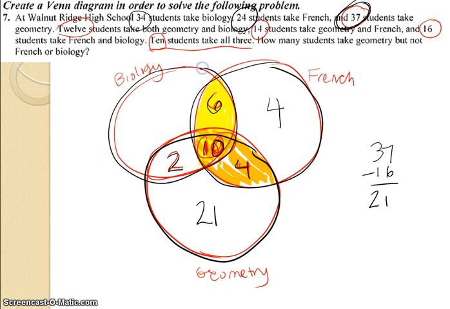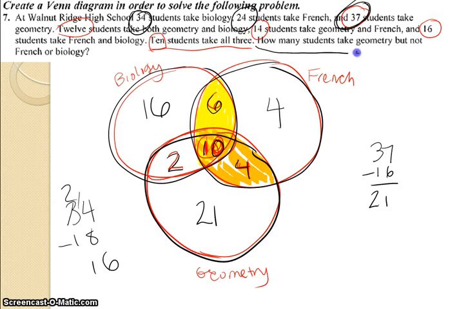And then if I come here and I see that 34 students take biology, well, let's look at my biology circle. 6 plus 10 is 16 plus 2. 18 students are already taking biology. But 34 total take biology, so a lot must take only biology. So if I subtract it, you can see that 16 kids are taking only biology. And if I add those together, 16, 22, 32, 34, that gets me to the 34 total students that take biology. So now I have a completely filled in Venn diagram.